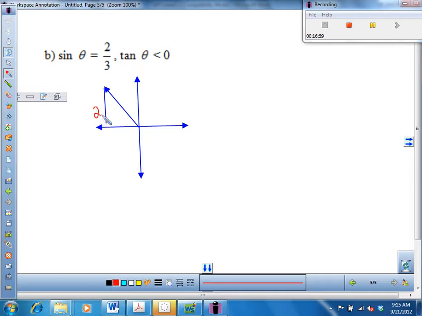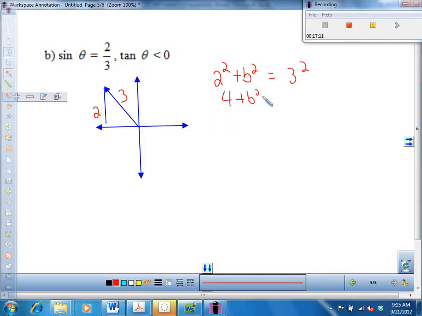So this is a 2, and this is a 3. And then you do the Pythagorean theorem, 2 squared plus b squared equals 3 squared. And you get 4 plus b squared equals 9. So b equals the square root of 5, right? Okay? So this is root of 5. Is it negative or positive? Negative, because x is negative in the second quadrant. Okay? And then you do sine is 2/3, cosine is negative root of 5/3, cosecant is 3/2, secant is 3/negative root of 5, and so on.